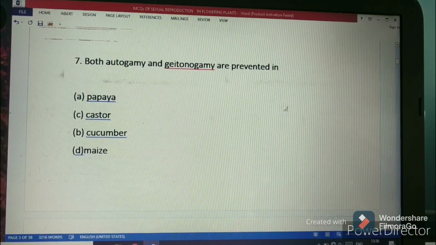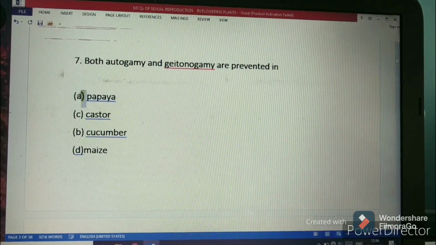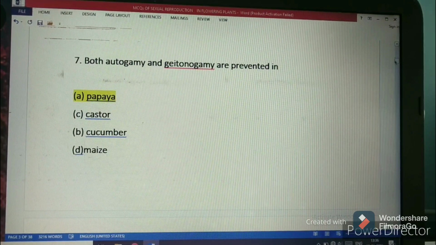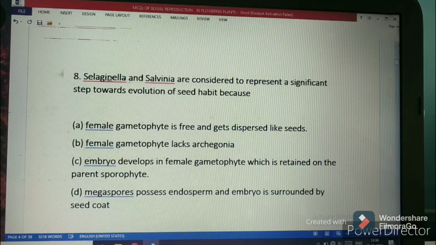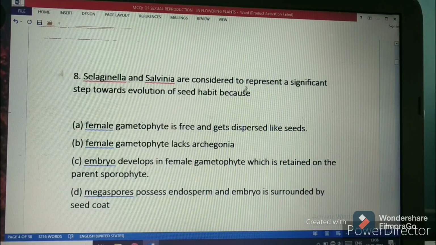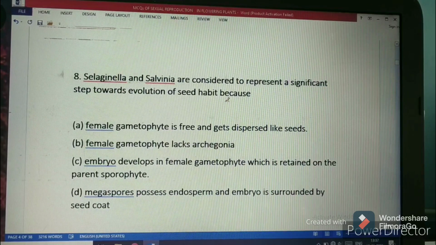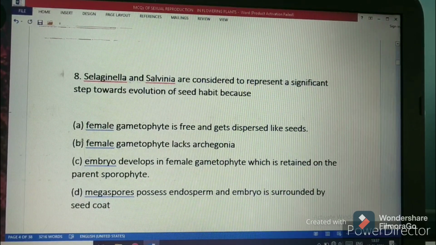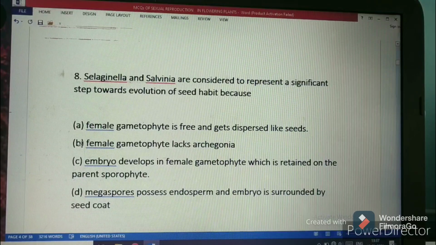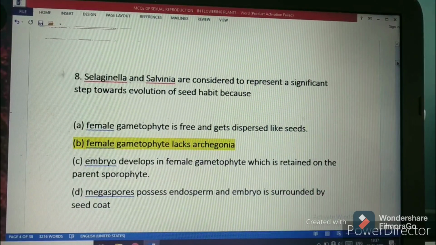Both autogamy and geitonogamy are prevented in A. Papaya. Selaginella and Salvinia are considered to represent a significant step towards the evolution of the seed habit because the female gametophyte lacks archegonia. Option B is the correct answer.